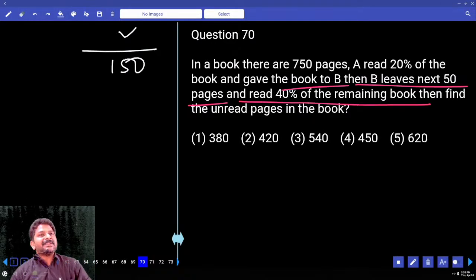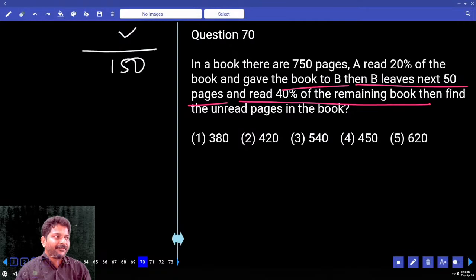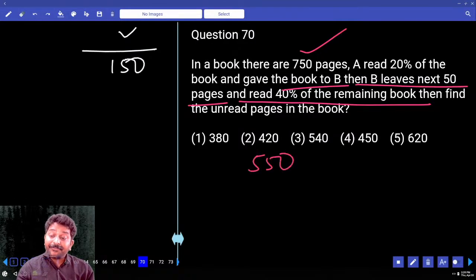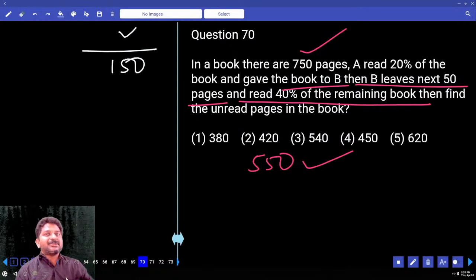A read how many pages? 150. B is not going to read the next 50 pages. That means 200 pages are left, either read by A or left by B. 200 are kept aside out of 750. Then how much is remaining? Now upon 550 remaining, B is going to read 40%. Agreed or not? What is 10%? 40% in the sense double.